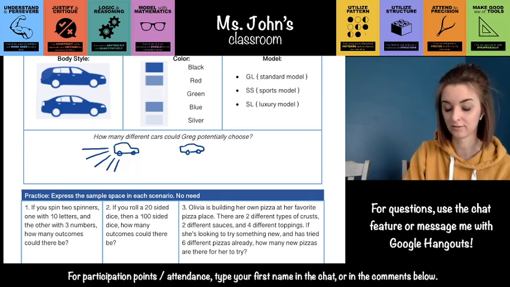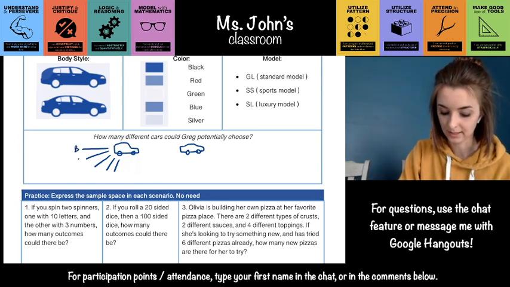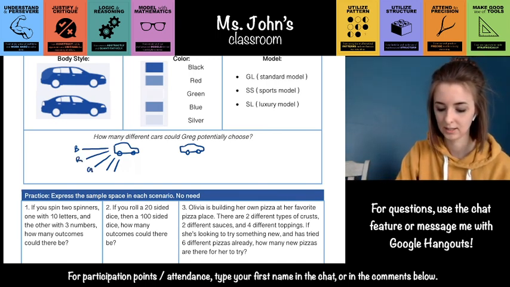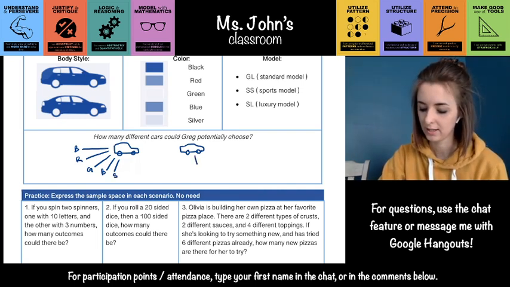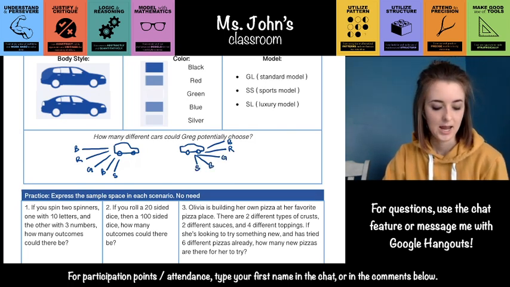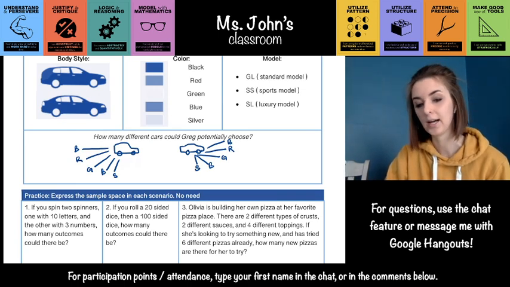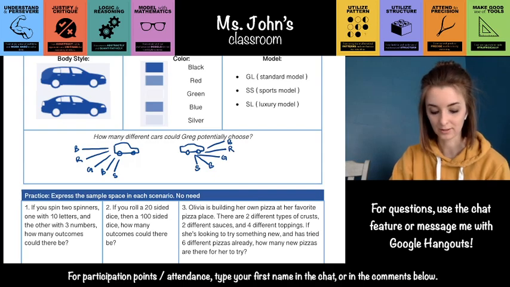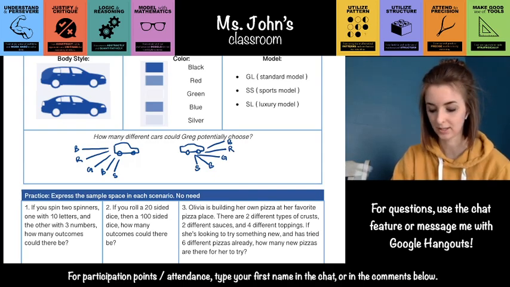I'm most definitely going to run out of room. That's okay though. Black, red, green, blue, silver. Same for this model. Black, red, green, blue, silver. And for each of those colors, he could buy 3 different models. So our tree is going to look a lot more exciting here.